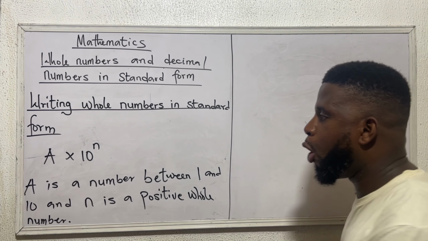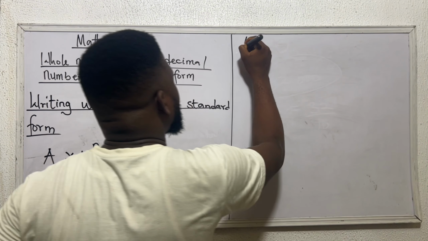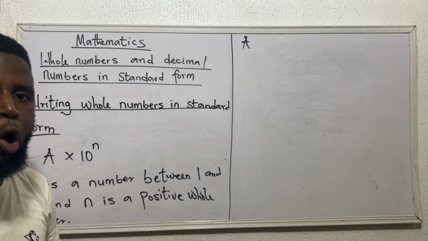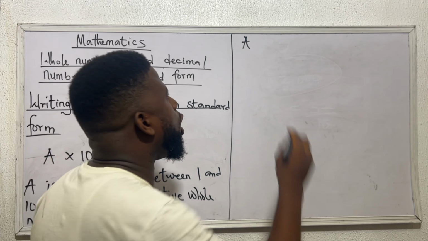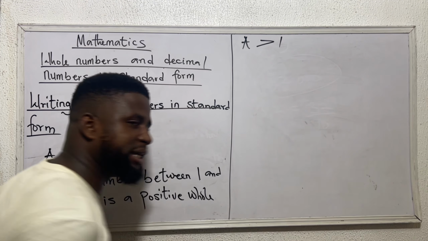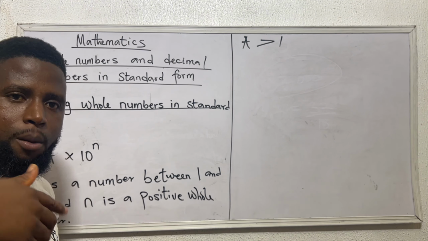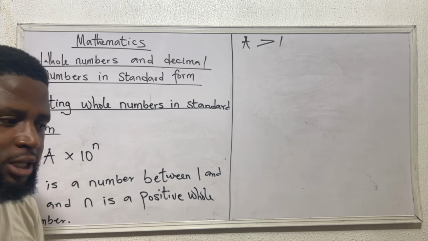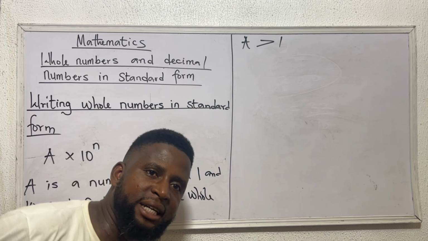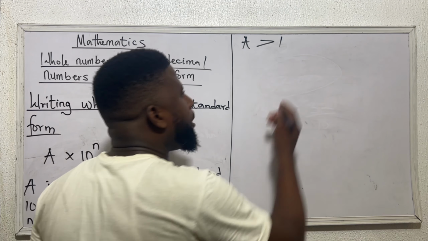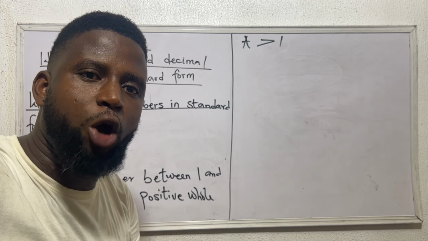And then we know that a is a number between 1 and 10. What does that mean? It means your a must be greater than 1, right? Between 1 and 10, which means that numbers below 1 are not a member of a, right? And then numbers above 10 are not a member of a.